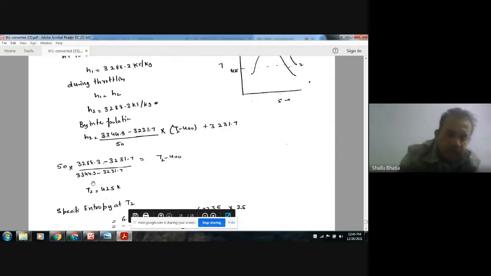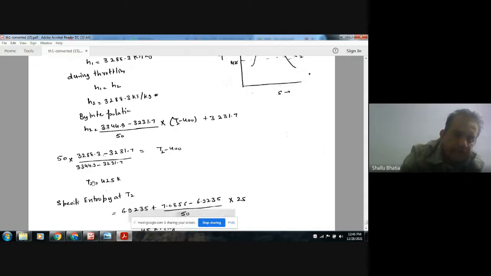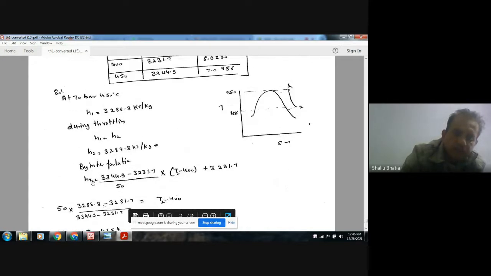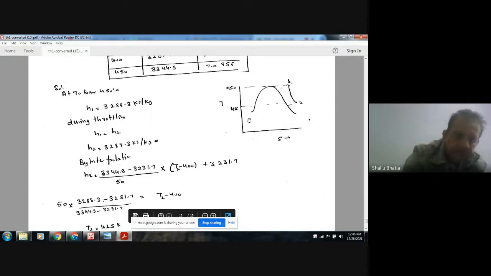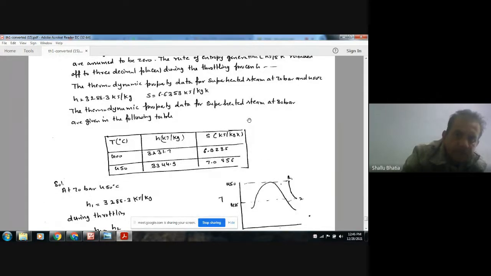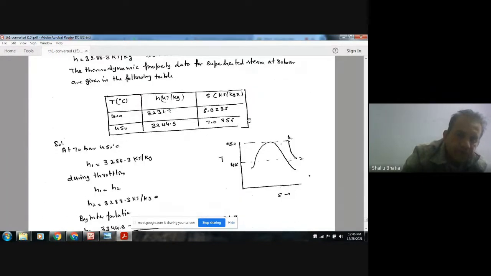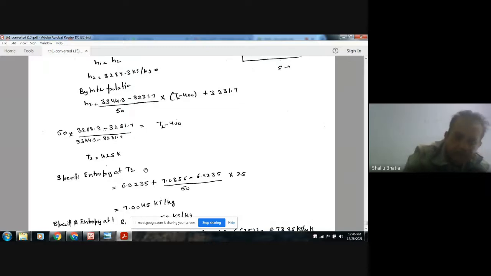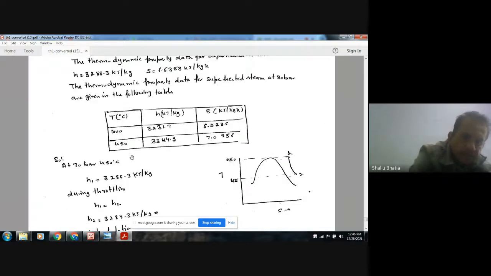So T2 will be 425, sorry, all are in Celsius, so it will be 425 Celsius. Now the specific entropy at T2, again, we can find out by interpolation.